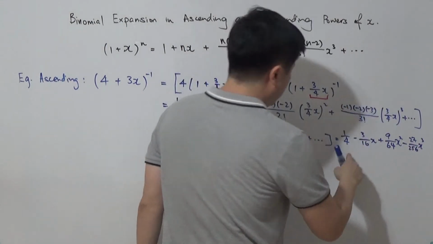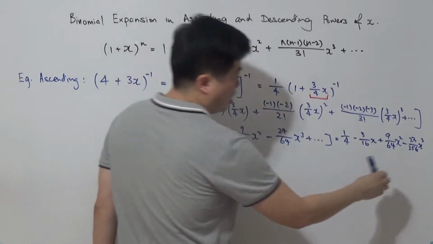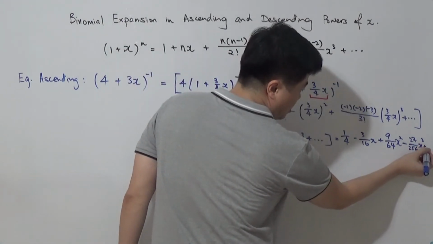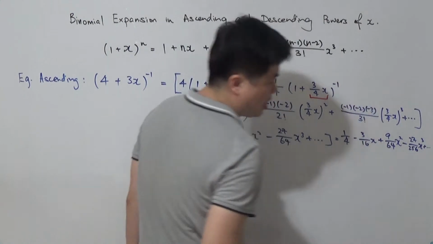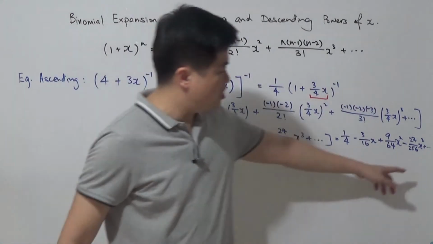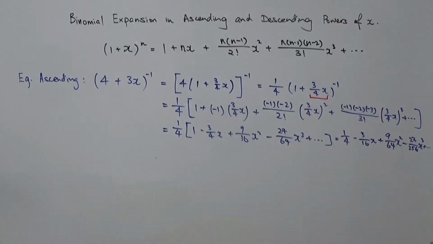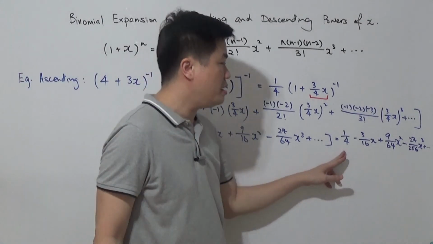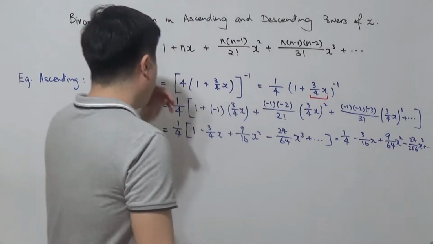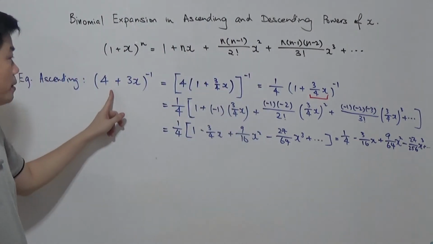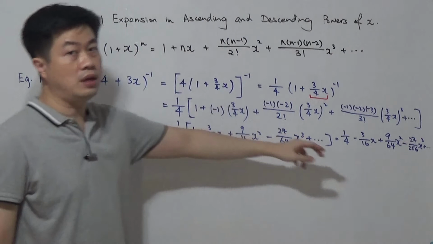Alright, so not to forget that we have the plus dot dot dot, so I'm gonna squeeze in here, so we got a plus dot dot dot. Okay, I hope you can see that. It's at the edge of my board. Alright, so there you have it. This is the answer. Okay, so this is how we expand a binomial, okay, in ascending powers of x.